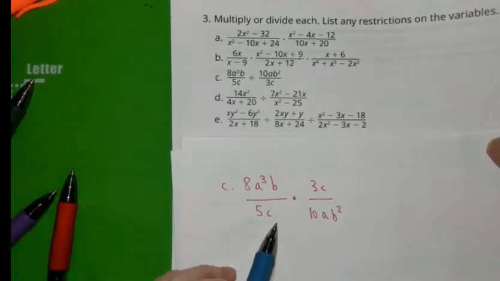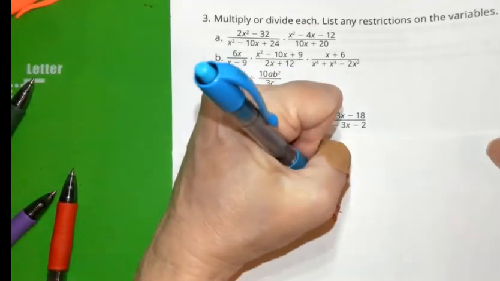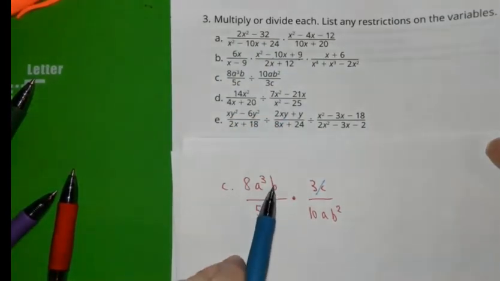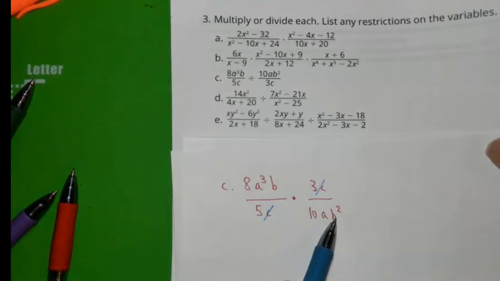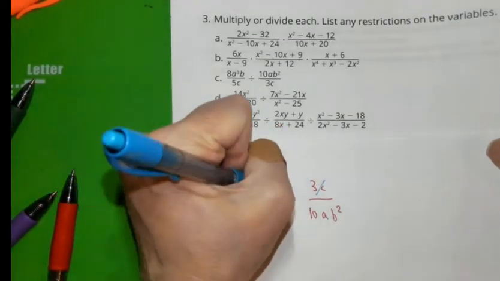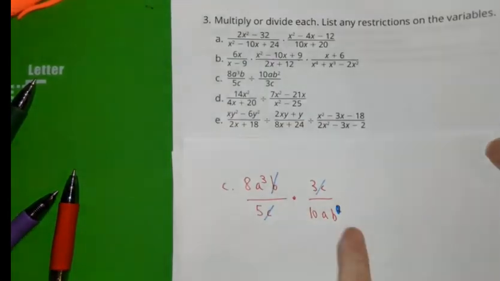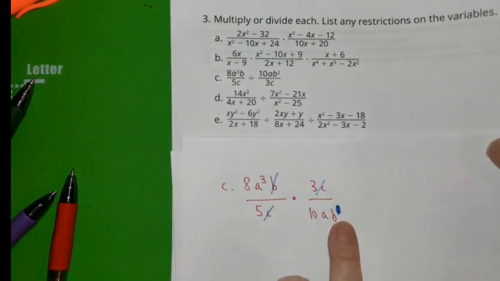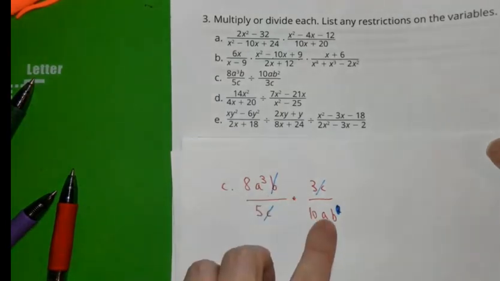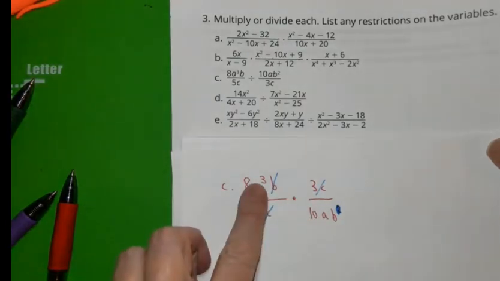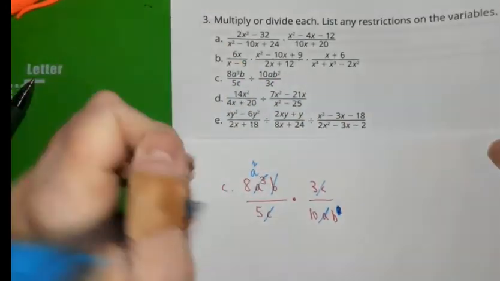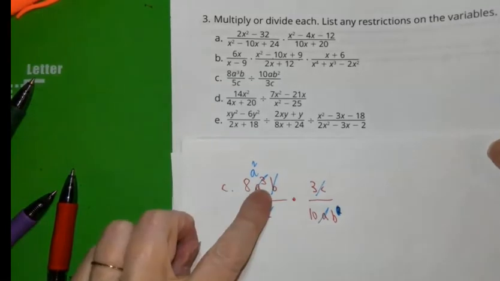I notice the c over c, these will divide out, so let's go ahead and get rid of those. This b will divide out one of these b's. So b and b squared will leave you a b on the bottom. I'm just going to cross out this exponent, it's actually like an exponent of 1 now. This a cubed and this a will divide out and leave you with an a squared on the top.